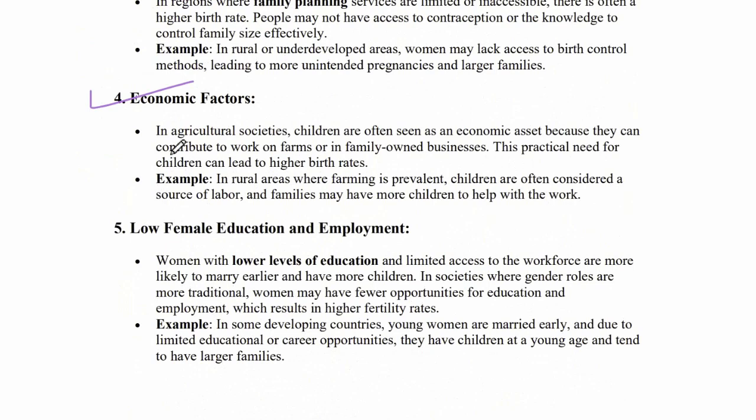Economic factors. In agricultural societies, children are often seen as an economic asset because they can contribute to work on farms or in family owned businesses. This practical need for children can lead to higher birth rates. In rural areas where farming is prevalent, children are often considered a source of labor, and families may have more children to help with the work.